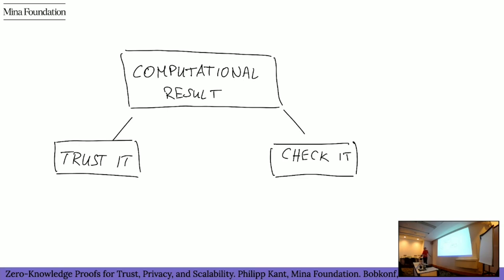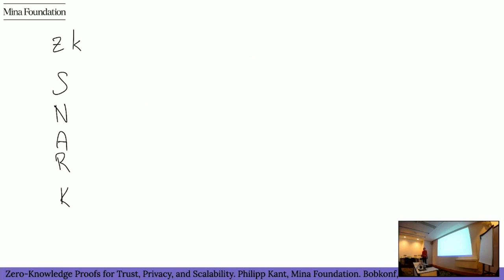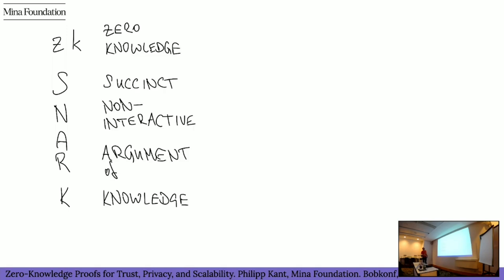The question is, can we do anything else? Can we do anything better? If we can't trust them, do we actually need to check it, or can we do something else? And the answer is, we can do something else. We can use zkSNARKs. And I should probably explain what they are.